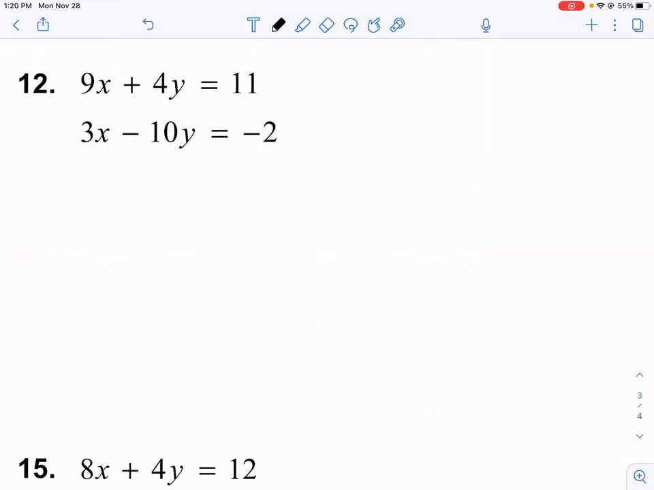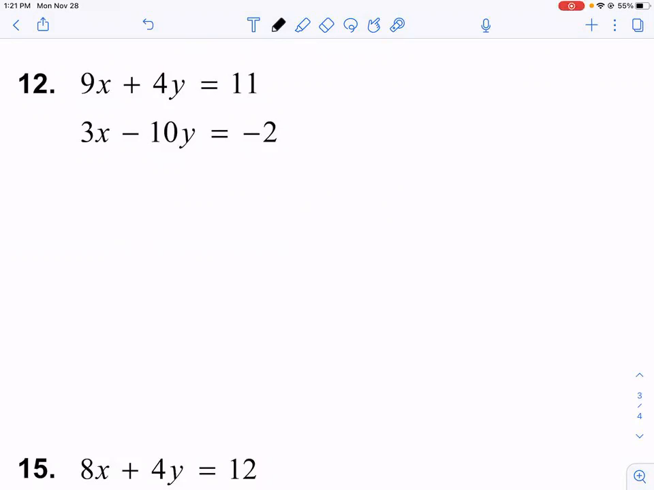Okay, so first of all, I want you to look at number 12 and think about what if I asked you to do substitution? This is not a very fun problem for substitution because whether you solve for an x or a y, you're going to have fractions. So let's everyone appreciate for a moment our elimination method.